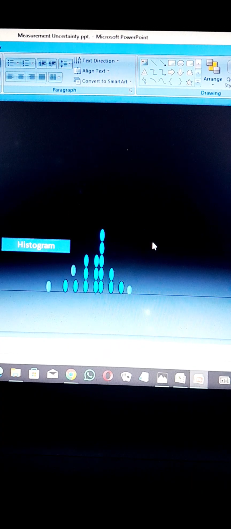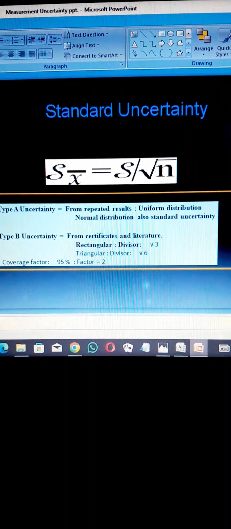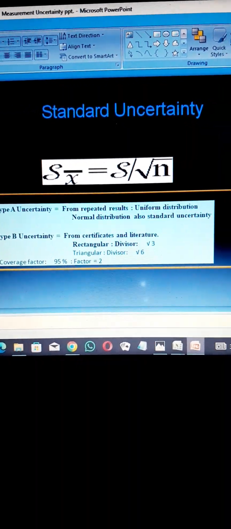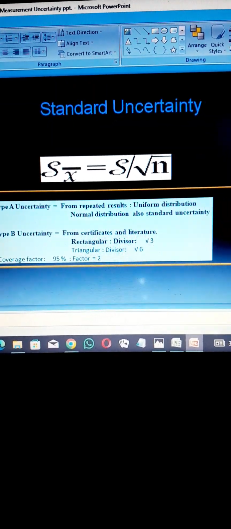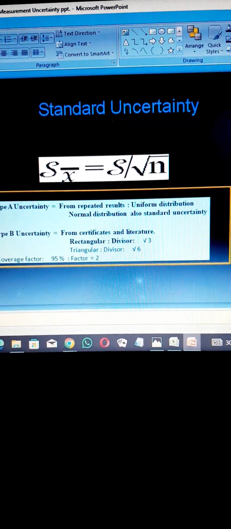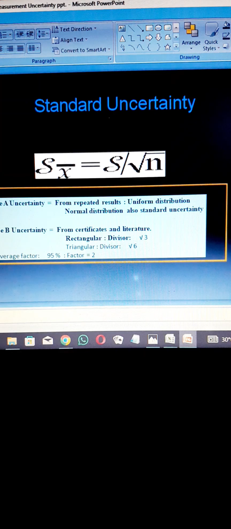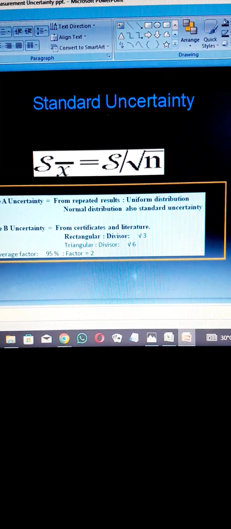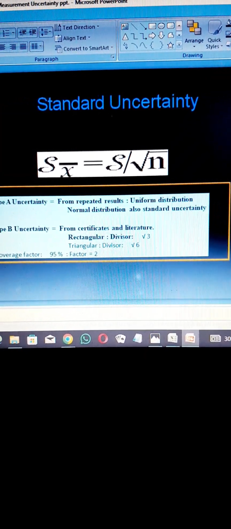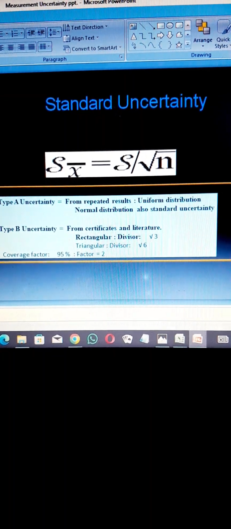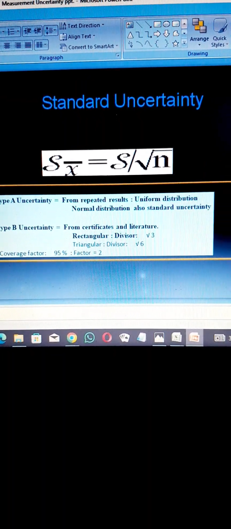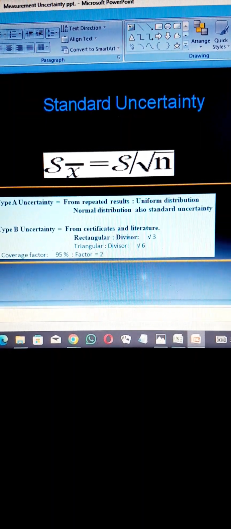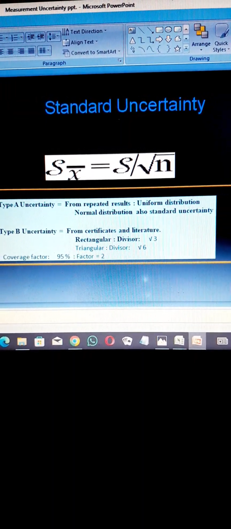Here is the histogram diagram of measurement uncertainty. Type A uncertainty: first come to standard uncertainty. Then we have to calculate type A uncertainty from the repeated results. For analysis, we have to repeat the test. From that repeated result, we get uniform distribution or normal distribution, and also standard uncertainty. And for type B uncertainty, from certificates and literature, rectangular distribution and triangular distribution, and coverage factor 95%.